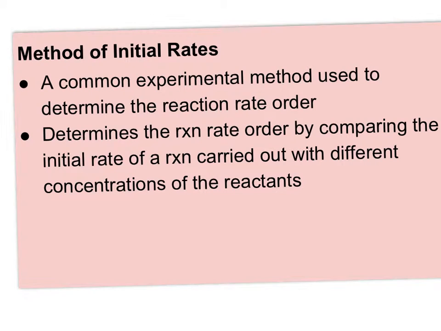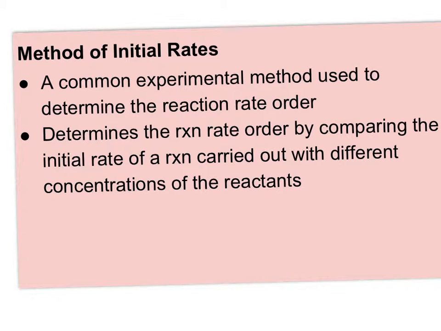Welcome. This video is going to take a look at something known as the method of initial rates. It's a common experimental method used to determine the reaction rate order. So you determine the reaction rate order by actually comparing the initial rate of a reaction carried out with different concentrations of the reactants.